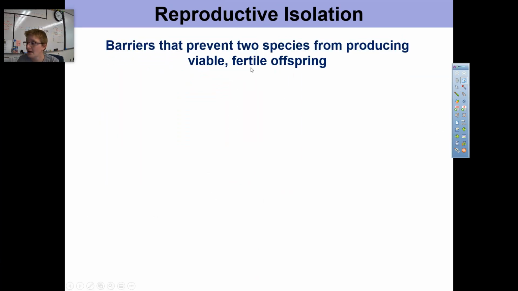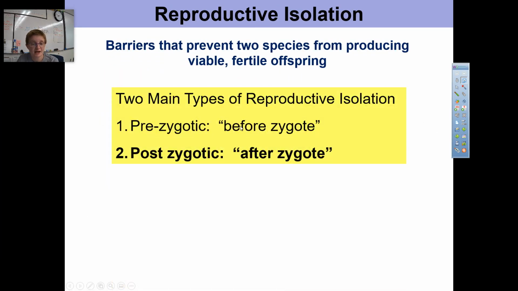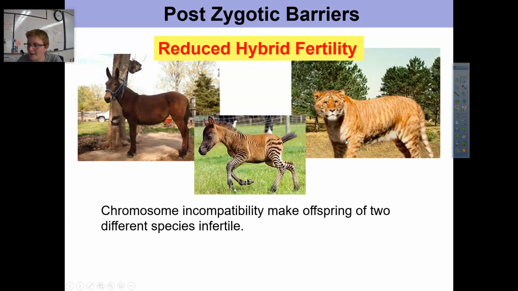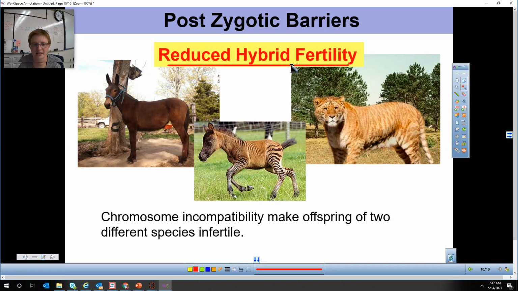All right, so we've talked about the prezygotic barriers. Those were all things that prevented zygotes from even forming. But it turns out that sometimes different species can mate together and they can form a zygote, but then something goes wrong after the zygote. So these would be post-zygotic barriers, after the zygote. One of the most common ones that most people know quite a bit about is reduced hybrid fertility. The hybrids are infertile. Some kind of chromosome incompatibility between the tiger and the lion.